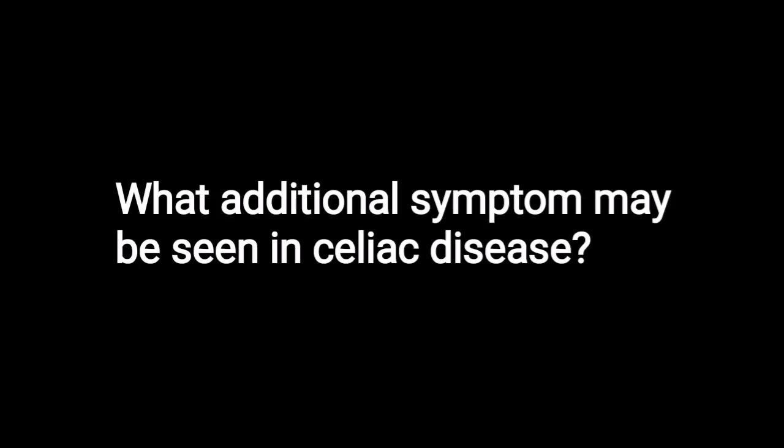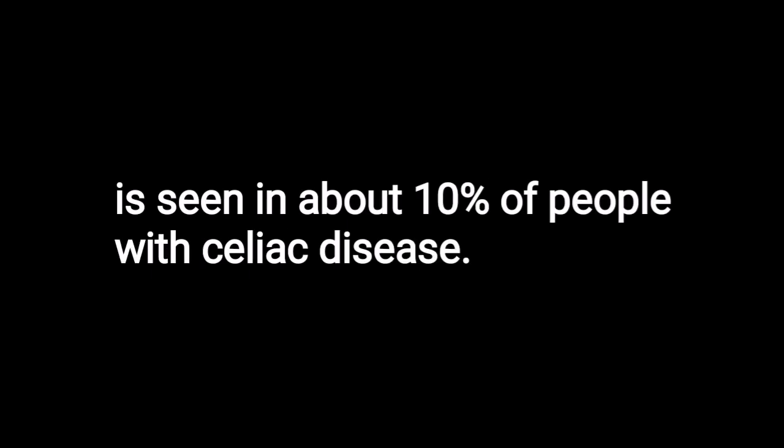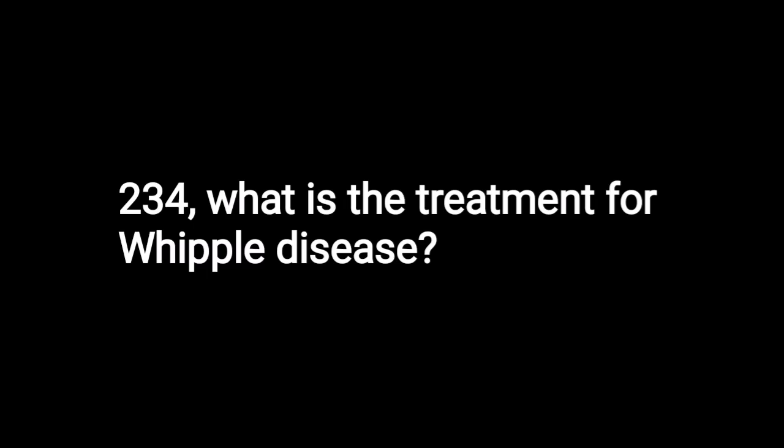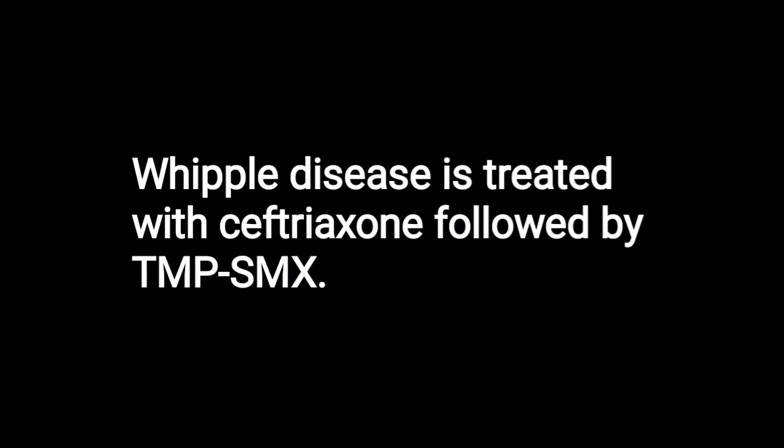232. What additional symptom may be seen in celiac disease? Dermatitis herpetiformis, a skin rash, is seen in about 10% of people with celiac disease. 233. What are some key symptoms of Whipple disease? Whipple disease can present with arthralgias, ocular findings, neurologic abnormalities, fever, and lymphadenopathy. 234. What is the treatment for Whipple disease? Whipple disease is treated with ceftriaxone, followed by TMP-SMX.